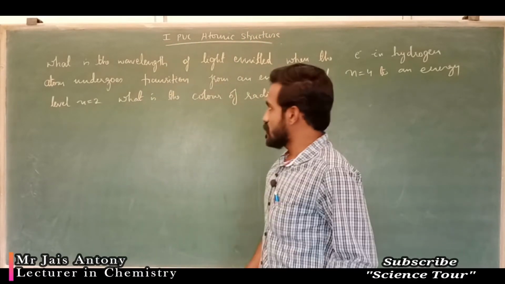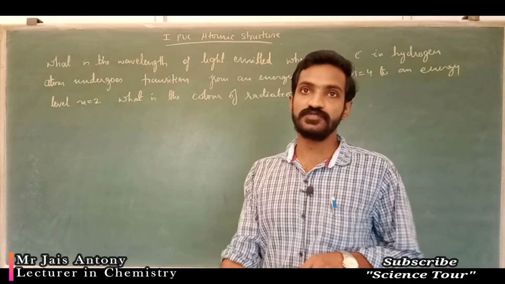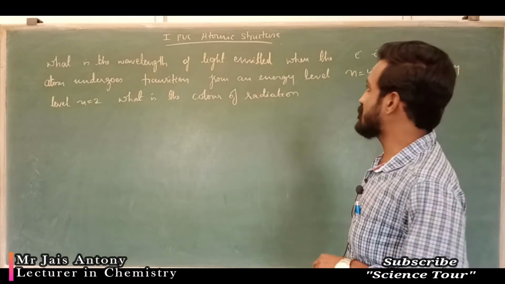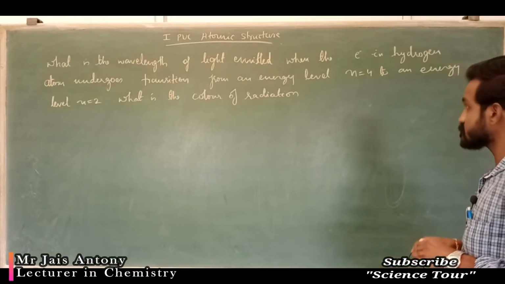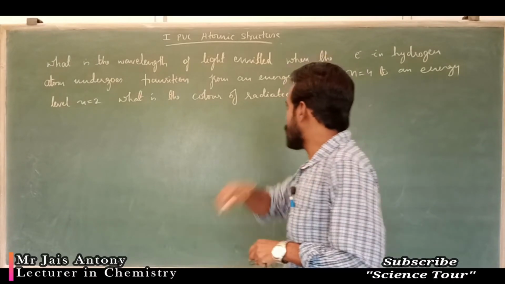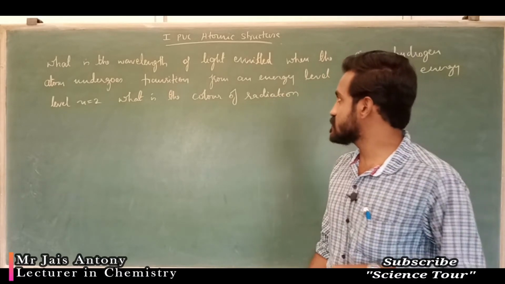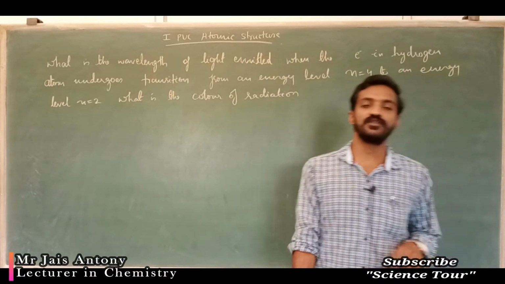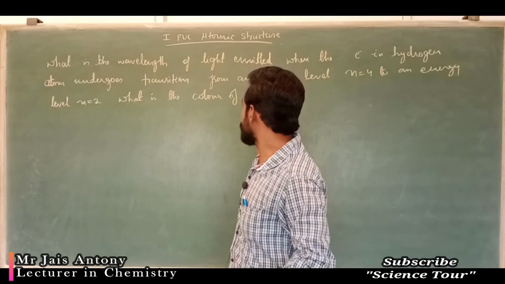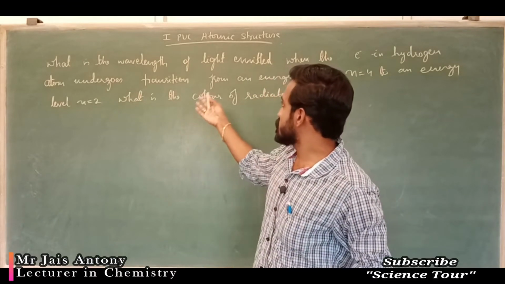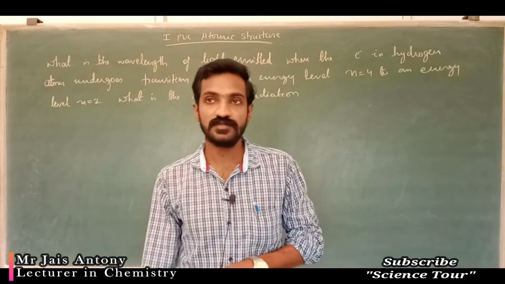Okay. Dear students, this problem is related to hydrogen spectrum. You have to solve: what is the wavelength of light emitted when the electron in a hydrogen atom undergoes transition from an energy level n is equal to 4 to n is equal to 2? What is the color of radiation that you have to find out? Here you have to find out the color of radiation and the wavelength. Those two things you have to find out. First you have to find out the wavelength, second the color of radiation.